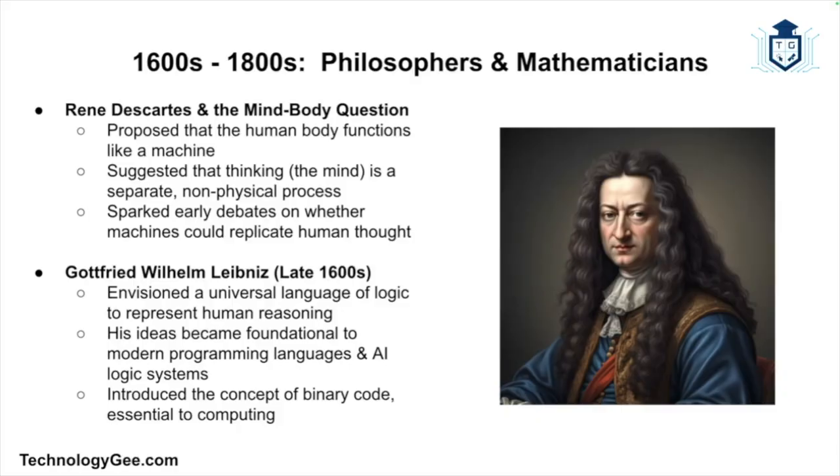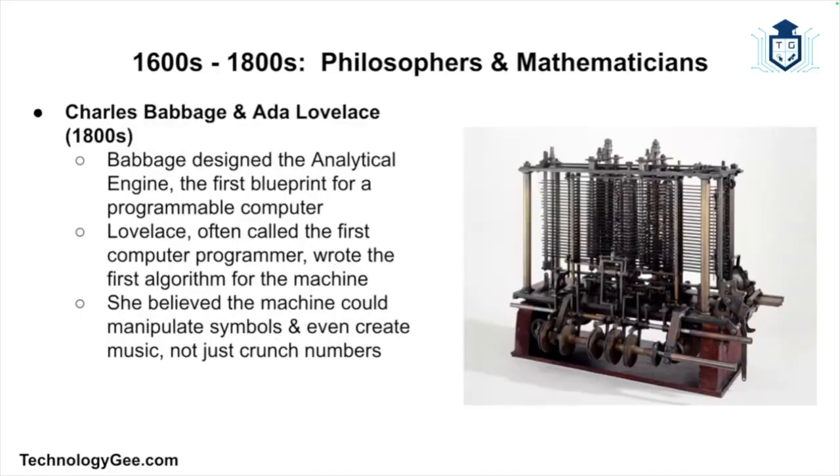In the late 1600s, this guy imagined a universal language of logic, which is an idea that would later inspire programming languages and AI logic systems. And then we roll into the 1800s, and there's a person named Charles Babbage and a lady named Ada Lovelace. So Charles Babbage designed what is called the analytical engine, which is what you're looking at on your screen right here. And this was the first concept of a programmable machine. And then Ada Lovelace is considered the world's first computer programmer.